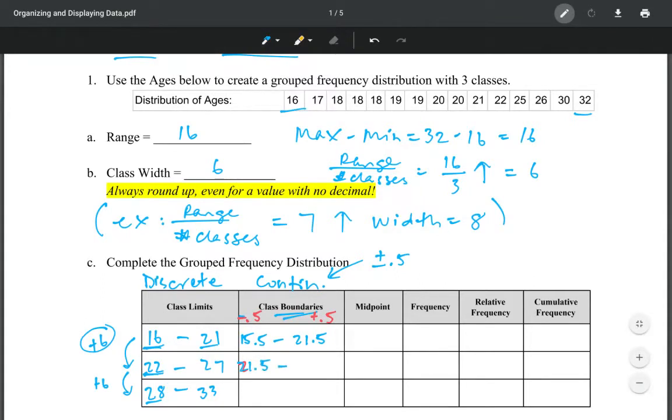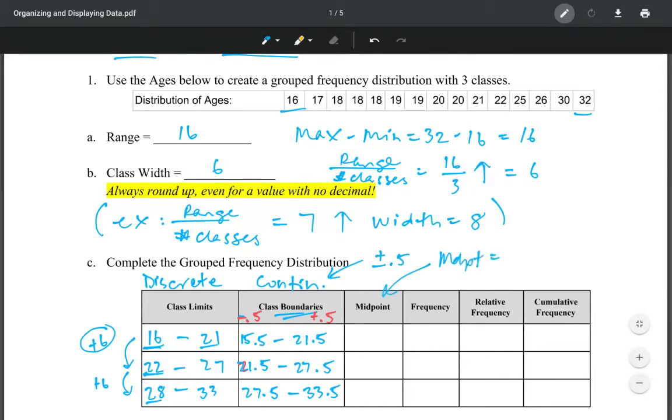Up to 27, I'm going to add 0.5, so 27.5. Then 27.5, 2 to the 33, I add 0.5, 33.5.